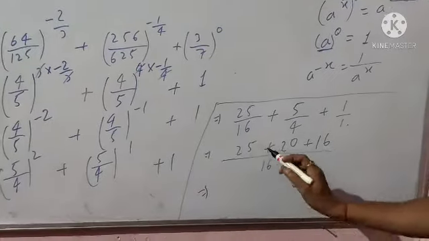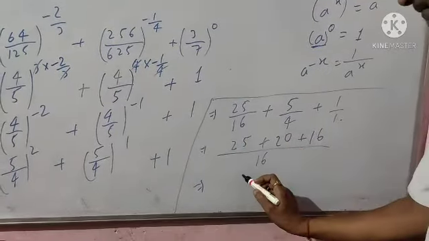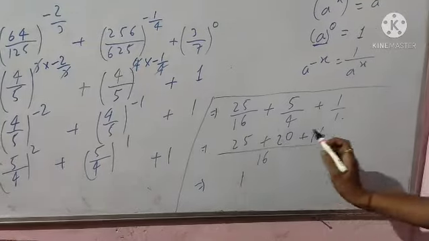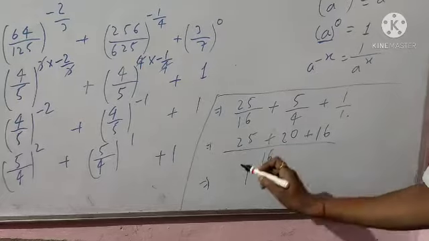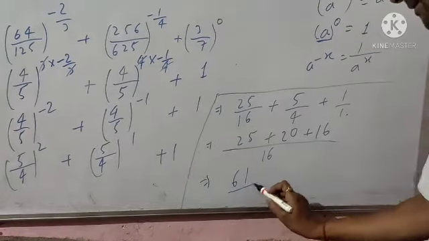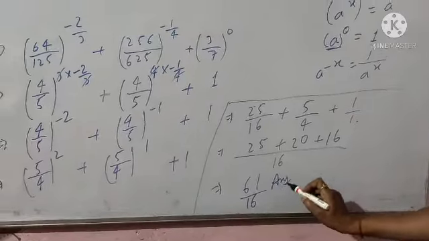Okay, then 6 plus 5, 11, 1 plus 2 plus 2, 4 and 1, 5, carry 1, 6. So 61 by 16. Okay student, so this is your final answer.